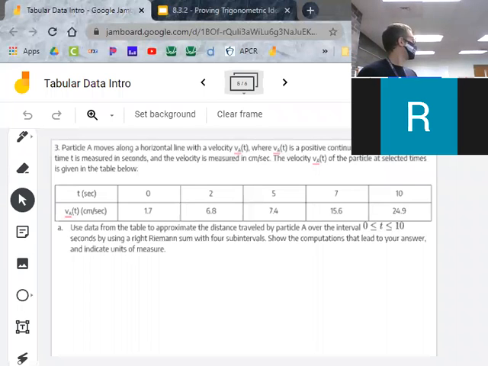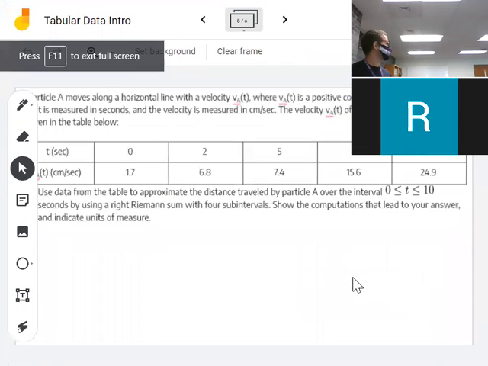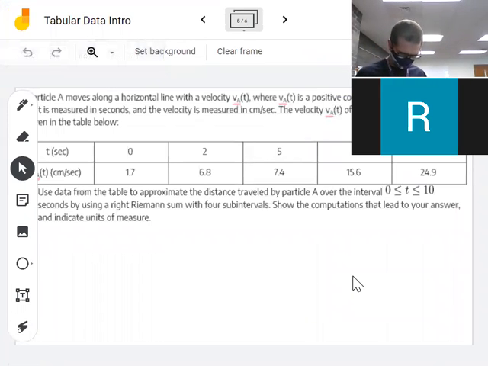All right. So we are looking at number 3 there. Let's see if I can make this full screen. I know I can. There it goes. Ooh, even more work. All right. You probably can't see everything now, but we'll figure it out.